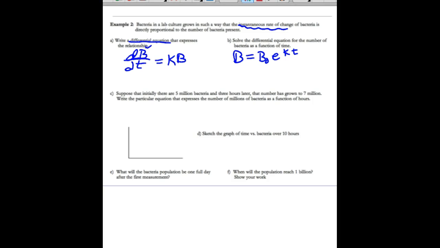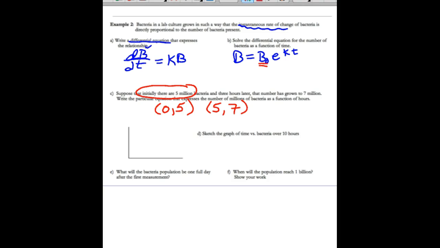So it says suppose initially that there were 5 million. That point is being given to you so that you can find B sub 0, also known as the C in the Sect one, right? So then they have to tell you what's happening later. Why do they have to tell you that? One point you need so you can get this. What do you need another second point for? So you can get which variable? K, exactly. So they'll tell you what happens later on.